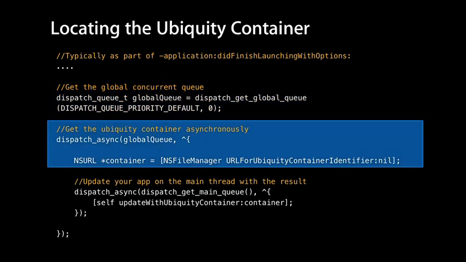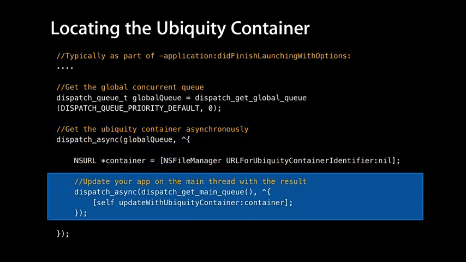Next, we basically want to take this call to NSFileManager and just have it executed asynchronously. So we call dispatch async, pass in the global queue, and also pass in a block representing the work that we want to be done. Now, that call is going to go off and be executed in a background thread. And once that call completes, we want to do a dispatch async back to the main queue, in this case, the main thread. And we simply want to update our own state with whatever the result of that call was. So here we call self, update with Ubiquity container, and pass in the container.